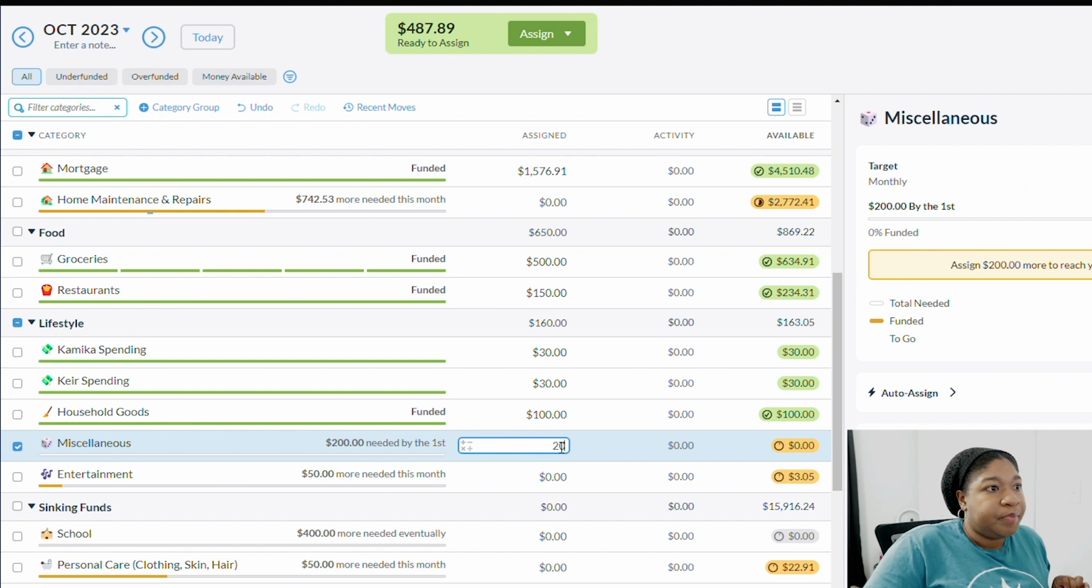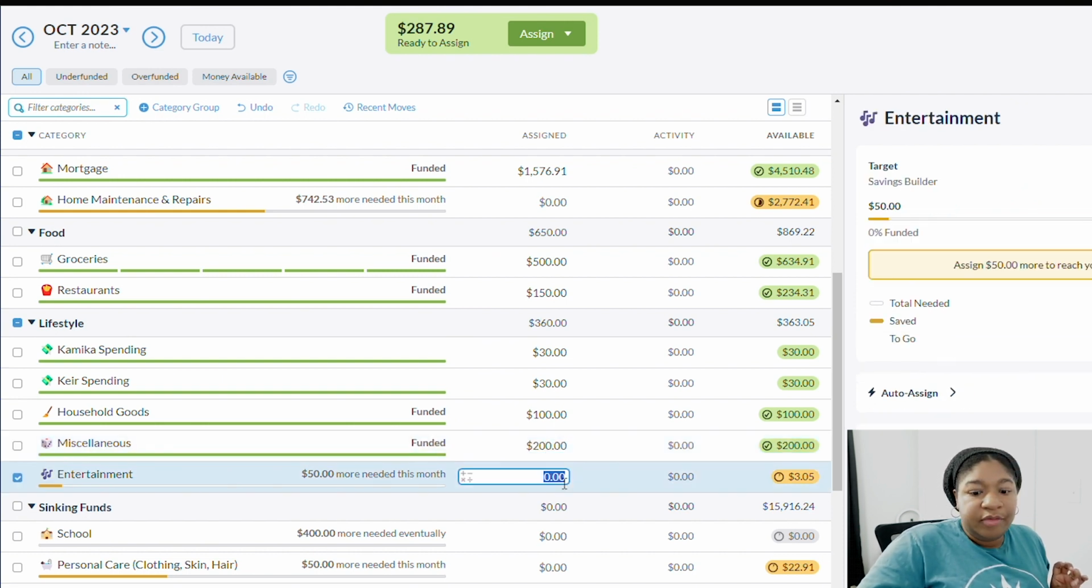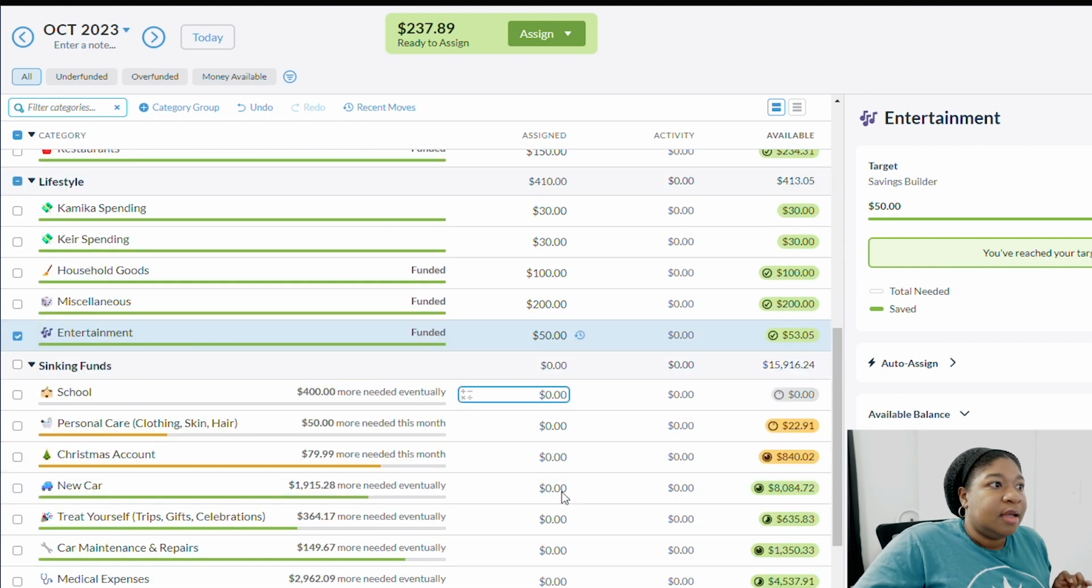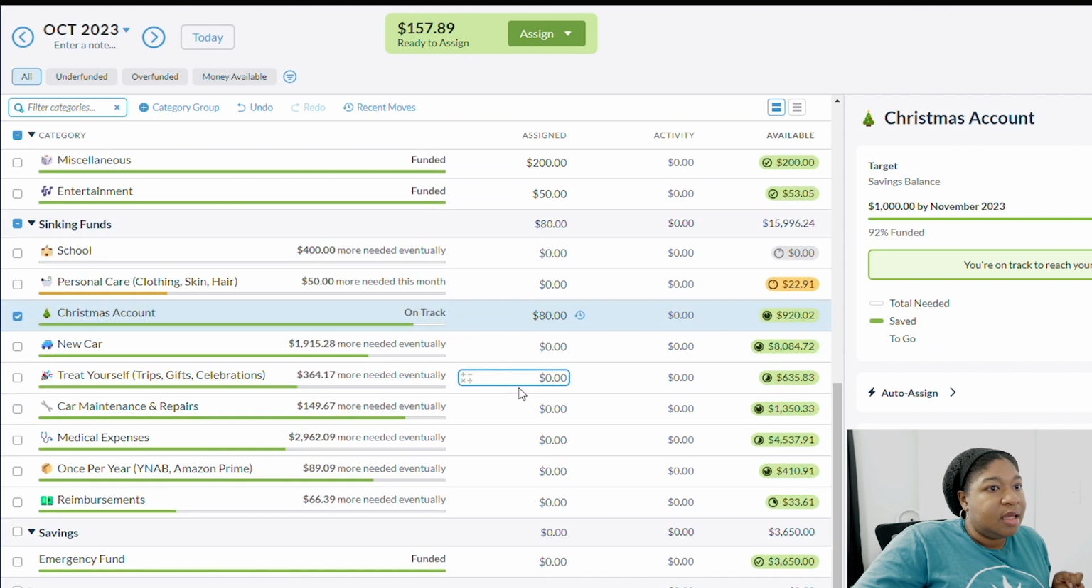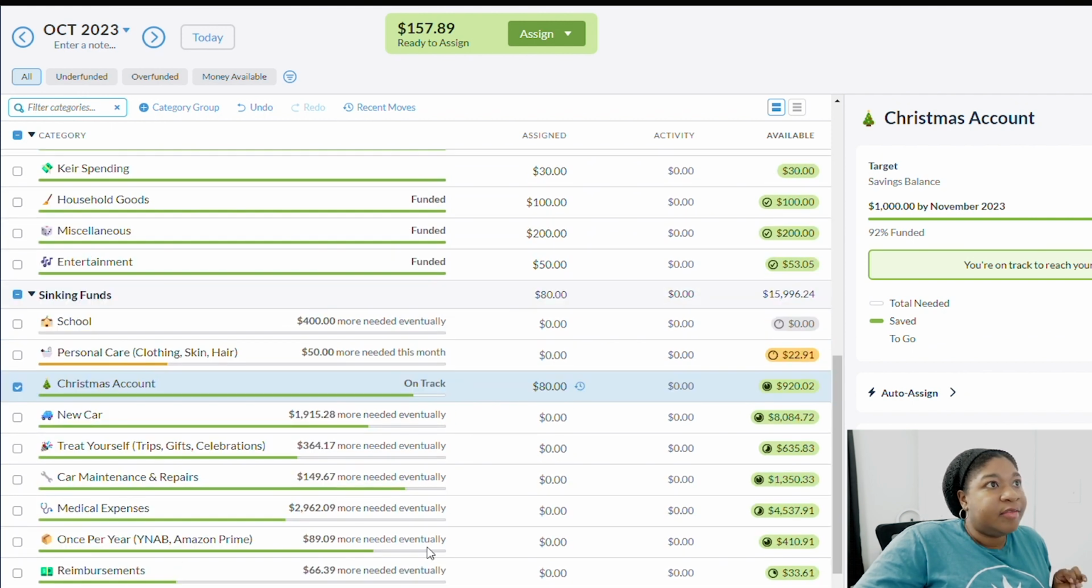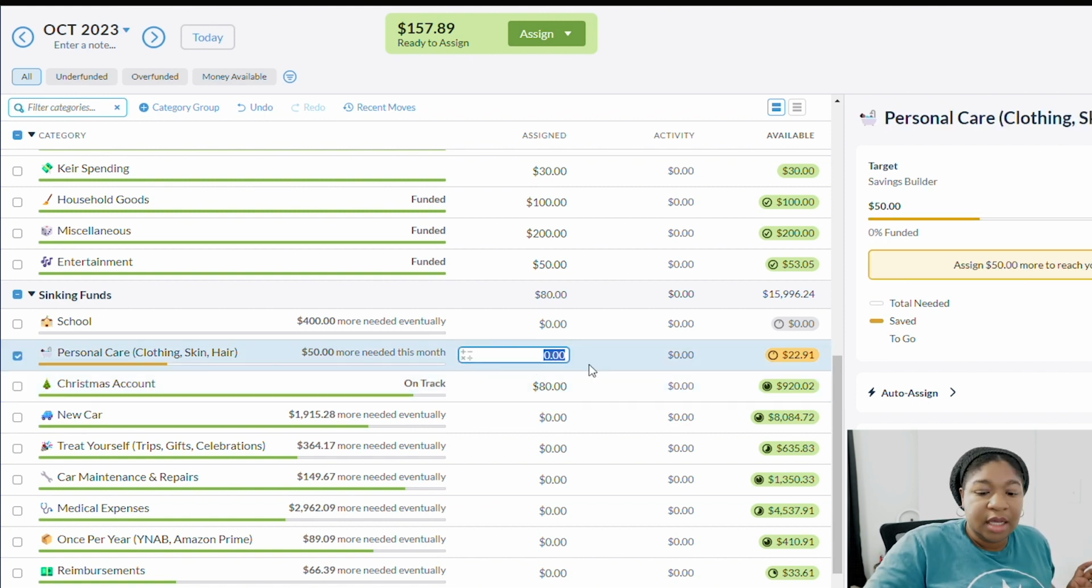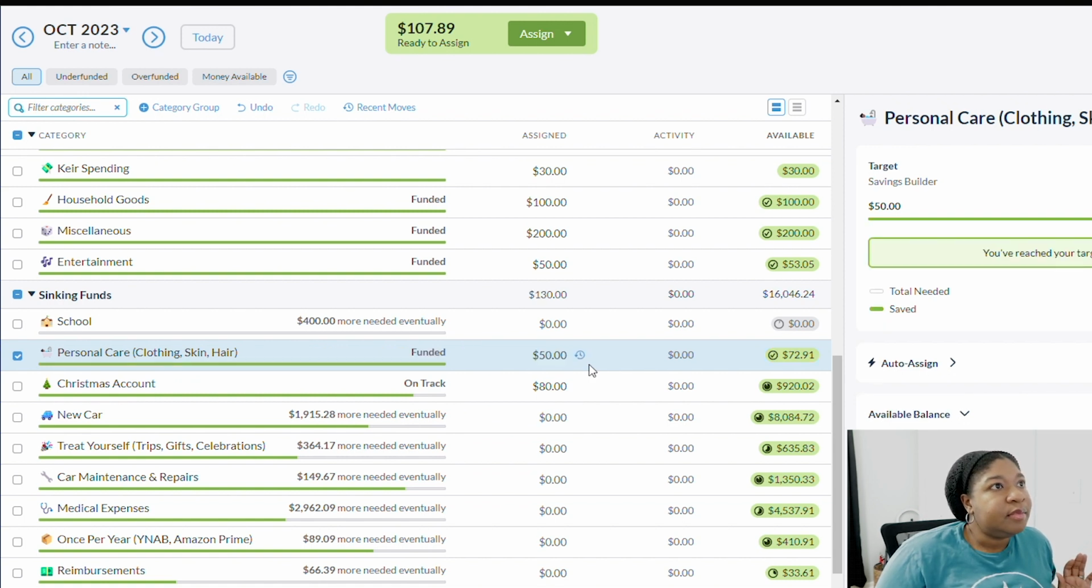200 here. 50 here. We need 80 for Christmas. And then we have $157.89 left. So I think we're gonna need to do the personal care because I may need to buy lotions and soap and stuff. And then we have 107.89 left.